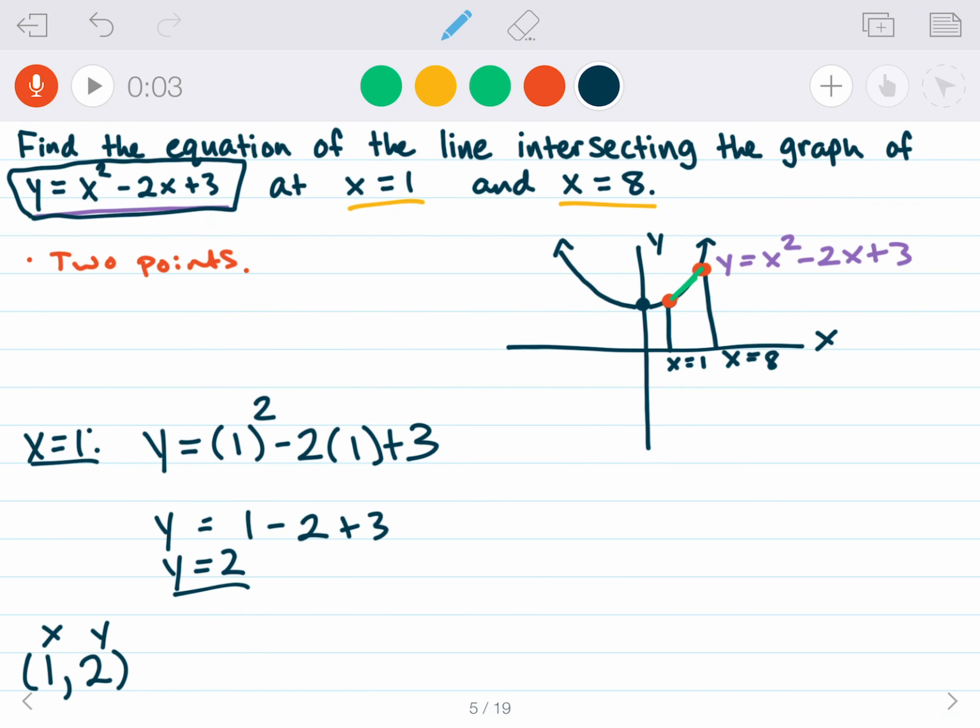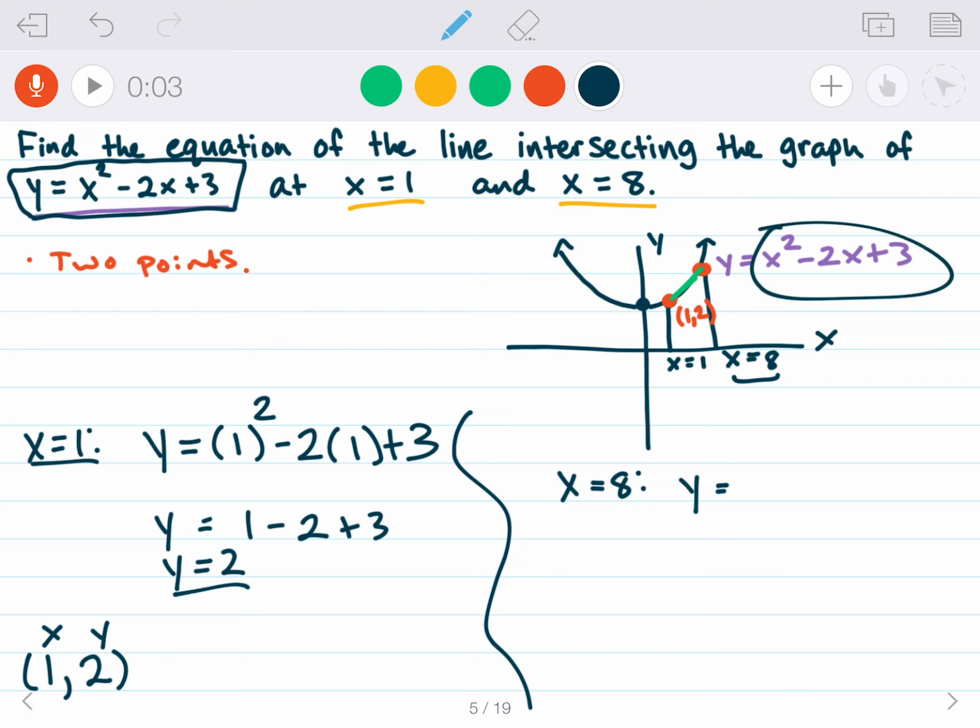So this is the point 1, 2, this first red point. Maybe I'll do it in red. This is 1, 2. Okay. Now for the other point, we do the same thing. For this other point up here, x is equal to 8, and I want to figure out what that corresponding y value is. So I'm just going to sub in 8 into that function rule.